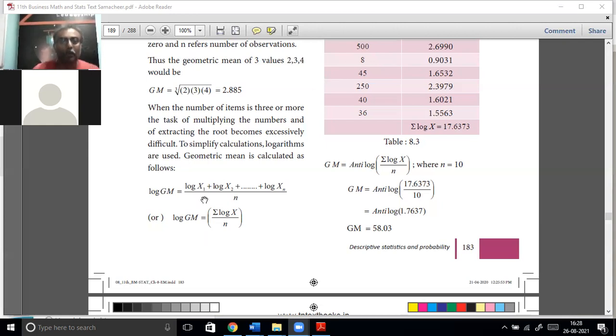Okay. Sure. Now, what is the thing? First thing is you find the log of the GM. That means, instead of multiplying, you take the sum, sigma log of x, and finally divide by n, which is the total number of items. That will give you the log of the geometric mean. Then from the log of the geometric mean, you have to find the anti-log. Geometric mean will be the anti-log of sigma log x by n.